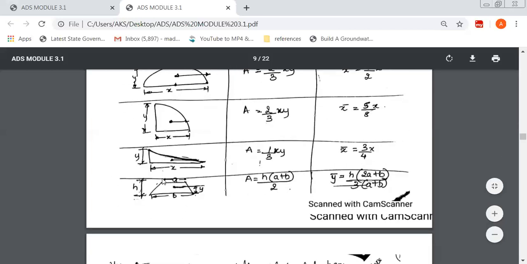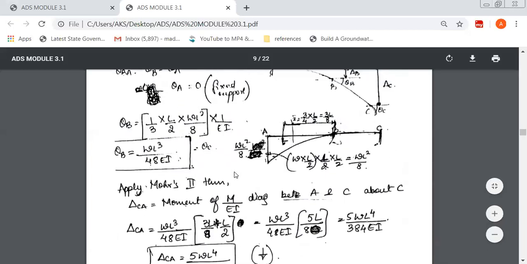Similarly, for a trapezoid, the area is height by 2 into (a plus b). If you want to find y bar, it is h by 3 times (2a plus b) divided by (a plus b). So take a quick note of this list, and we'll come back to the problem.